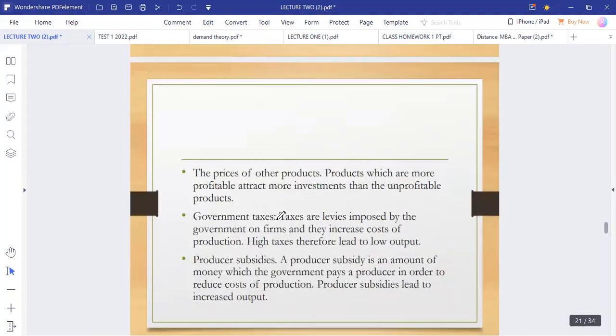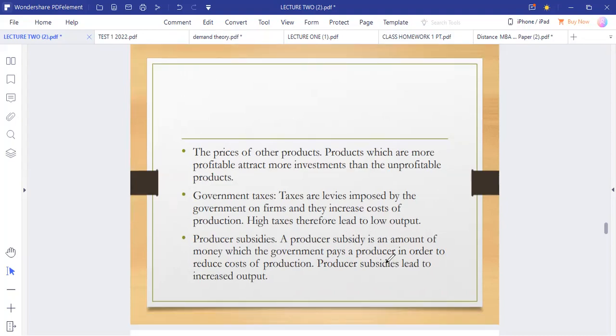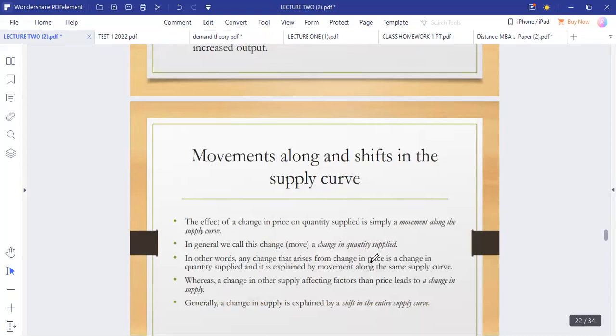Other factors could be the prices of other commodities. So in supplying, whenever other products are more profitable than yours, they attract more investment than the unprofitable products. So we've heard of people wanting to do soya because of the prices being higher. Government taxes and levies: high taxes will lead to low production. Then producer subsidies. Sometimes government comes through with subsidies to encourage farmers to supply more.